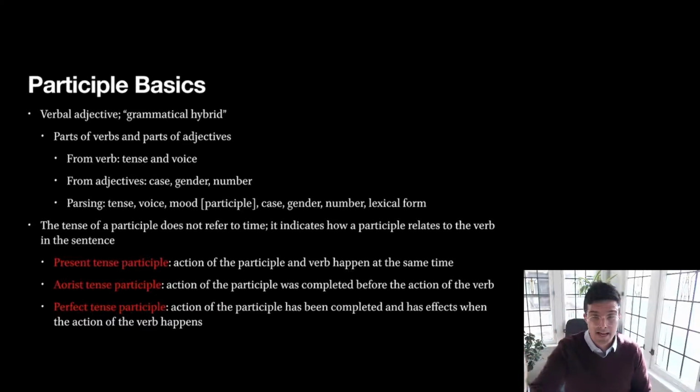Then they did the action of the indicative verb. And then a perfect tense participle is going to be the action of the participle has been completed and continues to have effects when the main verb happens. So we're still going to have that sense of the keyword "has" or "have" still in play for a perfect tense participle.